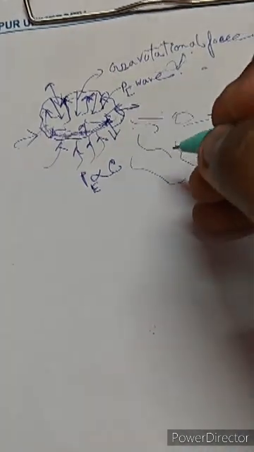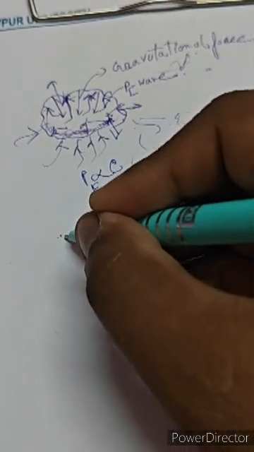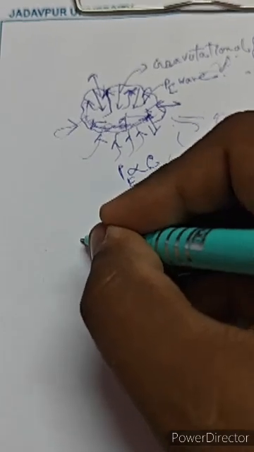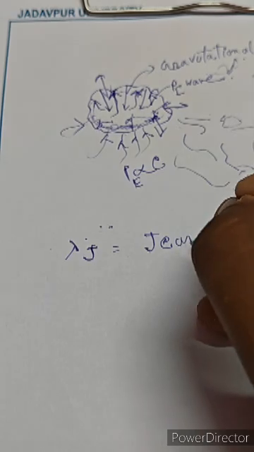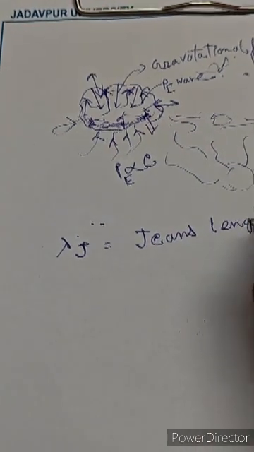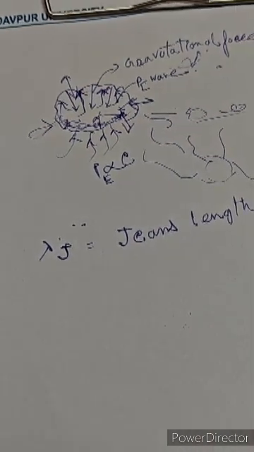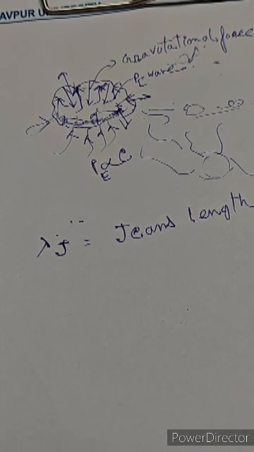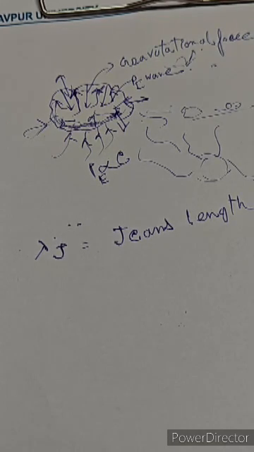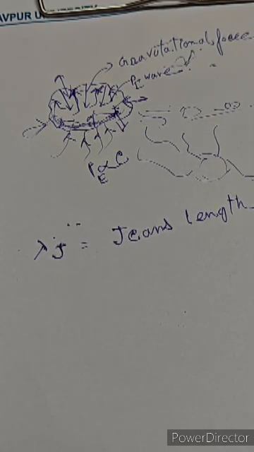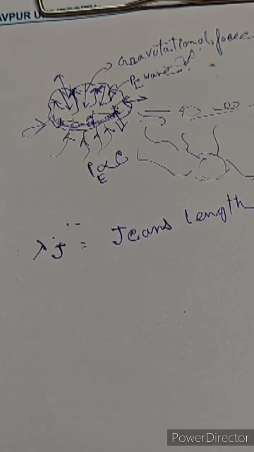Now I have given you an idea about this collapse. Now we learn the mathematical expression of that. Now we see the Jeans length. What is the Jeans length? The Jeans length, lambda J, is nothing but a threshold length of a nebula at a specific temperature and density.